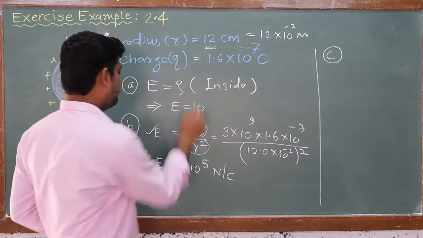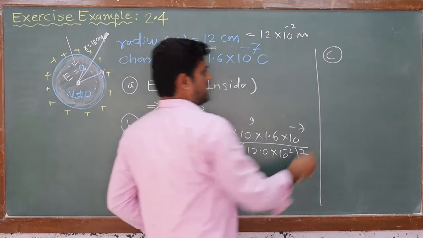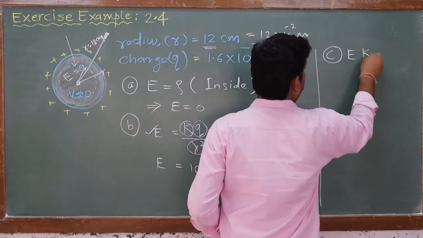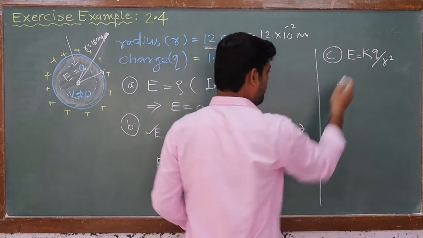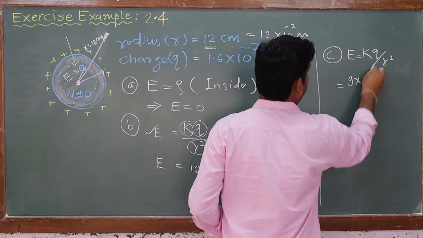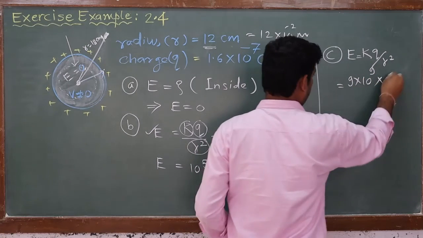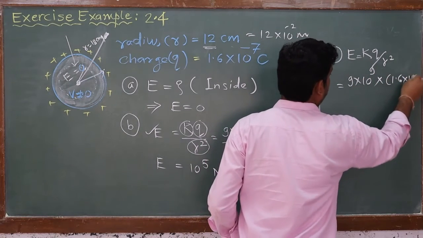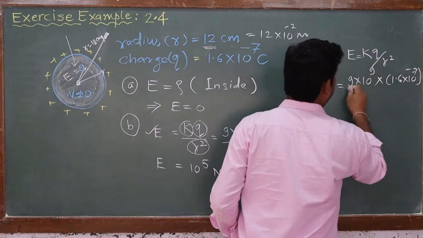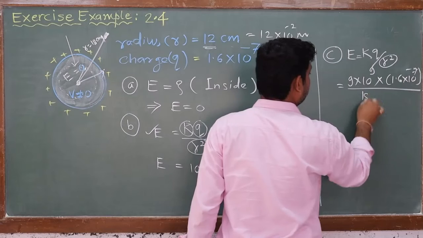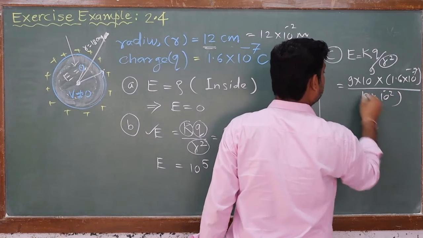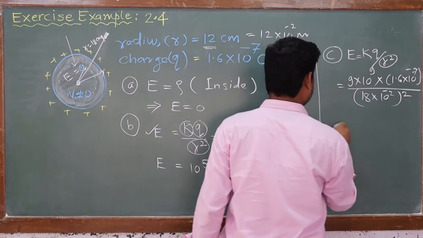So the same formula we will use. E equal to KQ by R square. The value of K we know is 9 10 to the power 9. The charge we know is 1.6 10 to the power minus 7, and the distance is 18 centimeter. So we will write 18 10 to the power minus 2, bracket square, right?